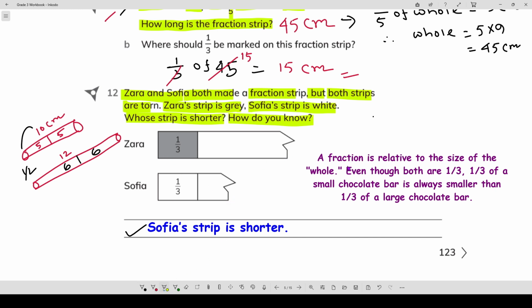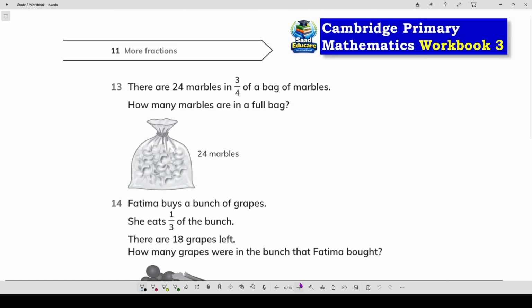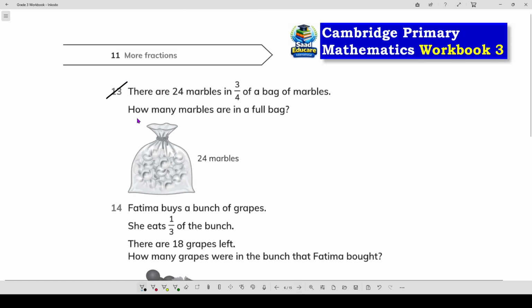So in this case we can say a fraction is relative to the size of the whole. Even though both are 1/3, 1/3 of a small chocolate bar is always smaller than 1/3 of a larger chocolate bar. So Sophia's is a smaller size and Zara's is a larger size. Okay, so 1/3 or 1/2 of different wholes is not similar. Number 12 done. Number 13 is related to question 11.